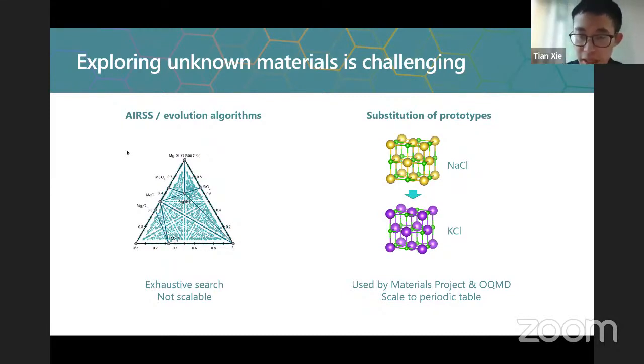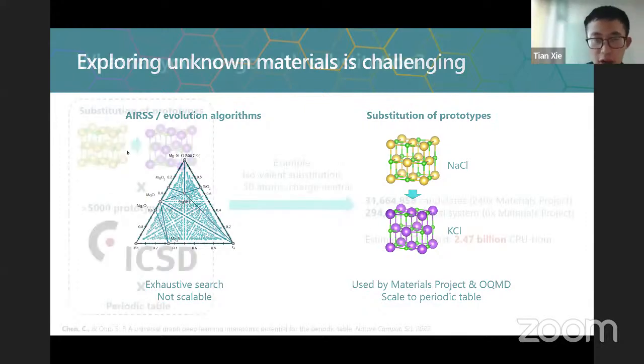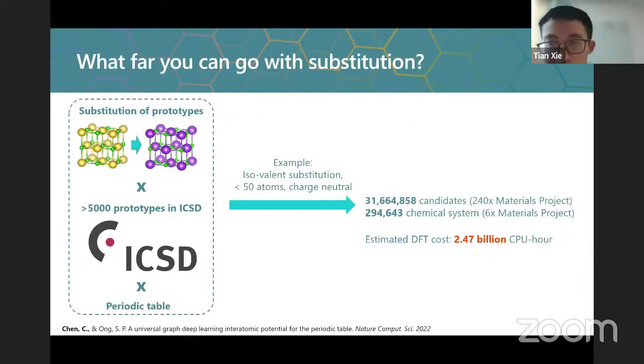So basically, this substitution approach has been used by many open projects like Materials Project and OQMD, which take existing structures and substitute atoms in them, from which you want to find a stable material. So let's first look at how far you can go with this substitution approach.